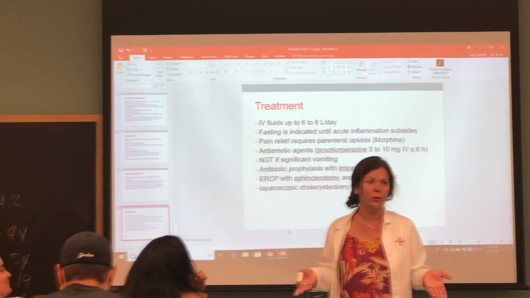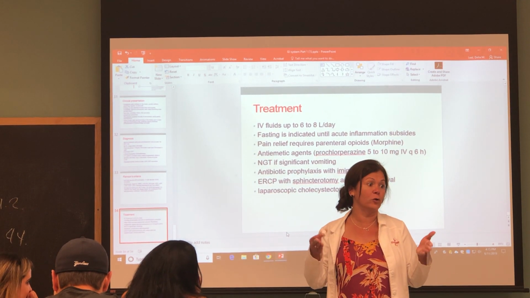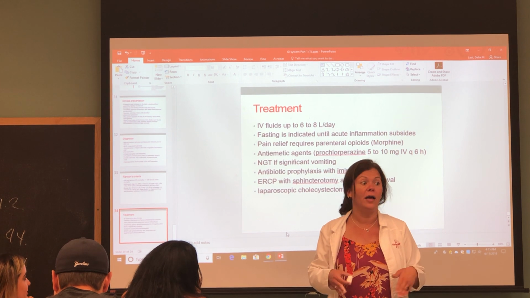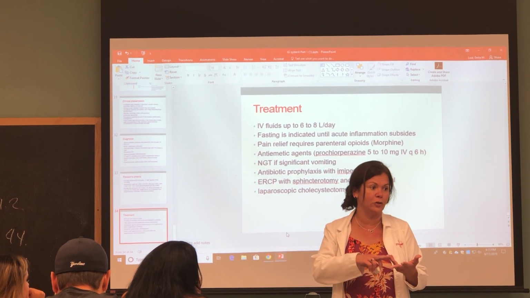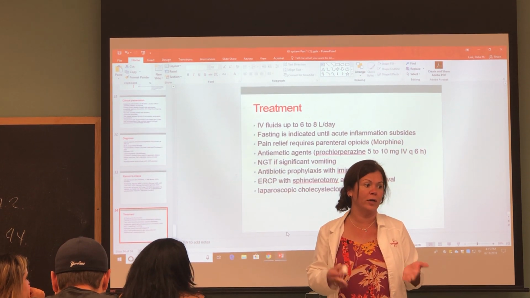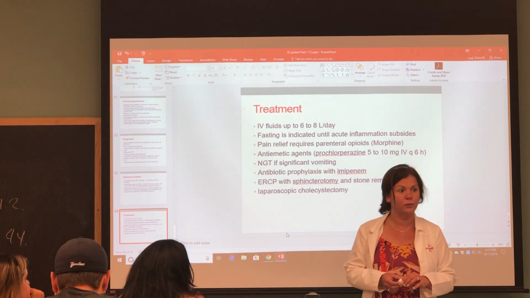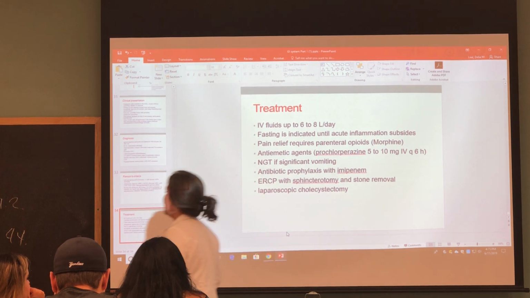The same with the critical stage. 48 hours later, once all the numbers are getting better, okay, the AST, the calcium, the BUN, all those numbers are getting better, you're going to start nutrition. Okay?